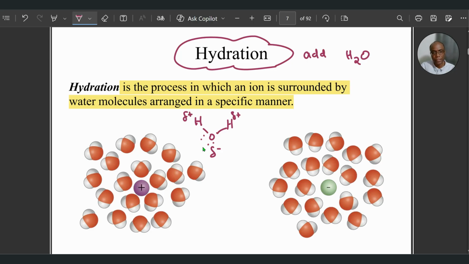We know that. So if you are to attract a positive charge, which is what's shown in purple in here, the oxygen must be very, very near the positive charge. Which is why you see the red balls close to the positive charge. The red balls are the oxygens. That's that. On the other hand, let's talk about a negative charge.